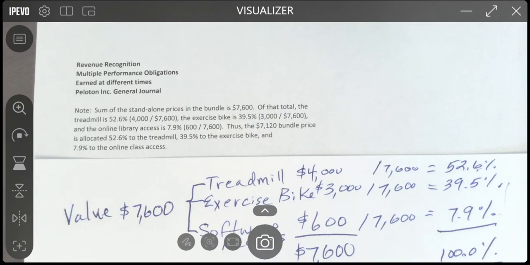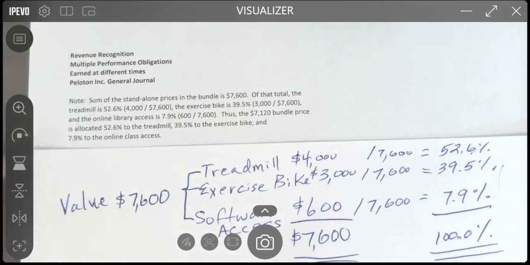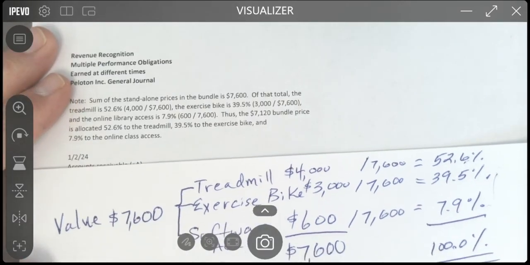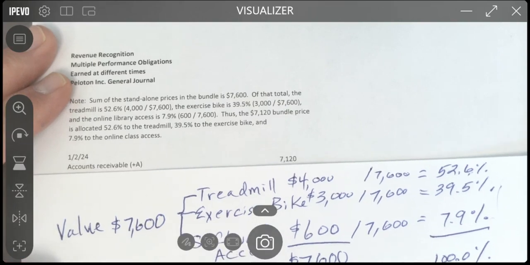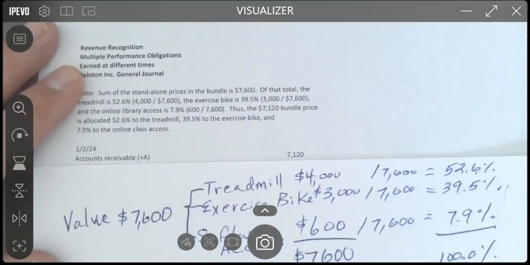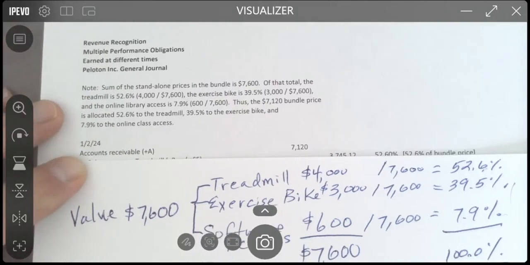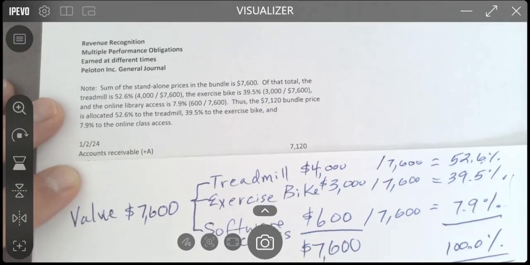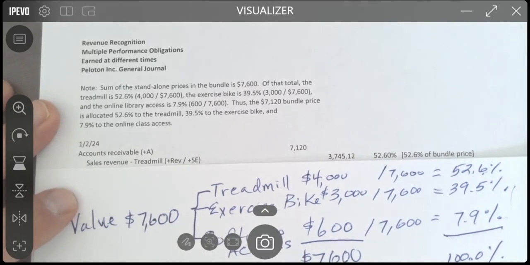Now, I know I read that quickly, so if you need to, by all means, pause the video and write any notes you wish along with what I worked on down here. Okay, so armed with that information, we can now recognize the sale. Well, what do we do on the day of the agreement? Well, we do have an accounts receivable for $7,120. It breaks out this way.